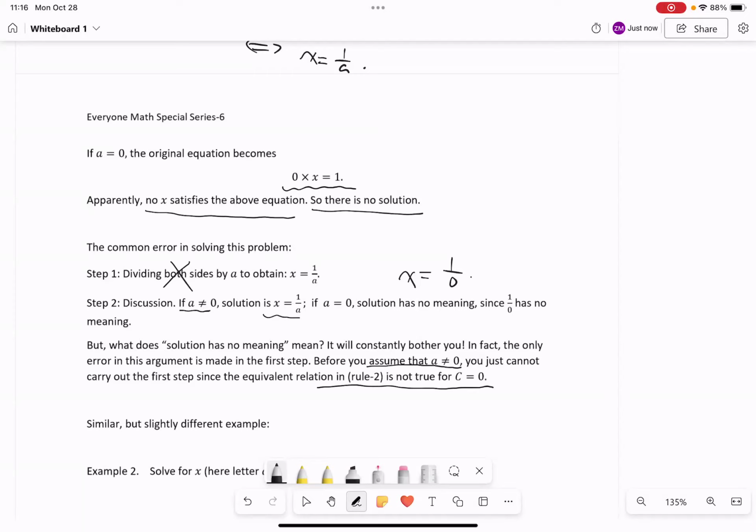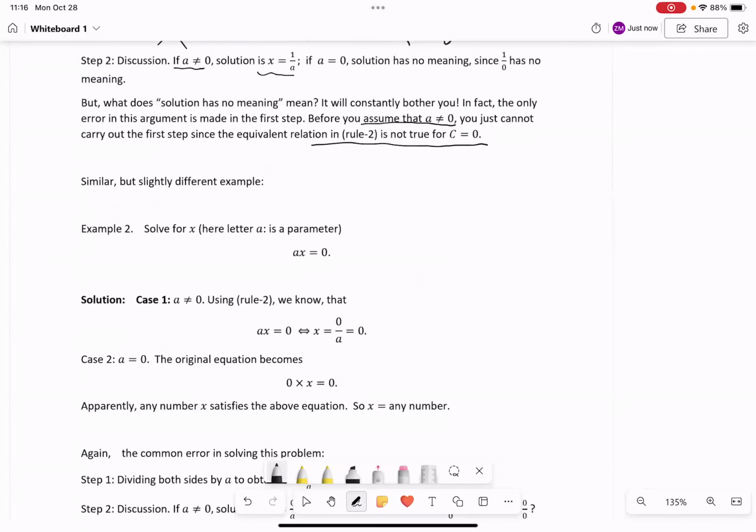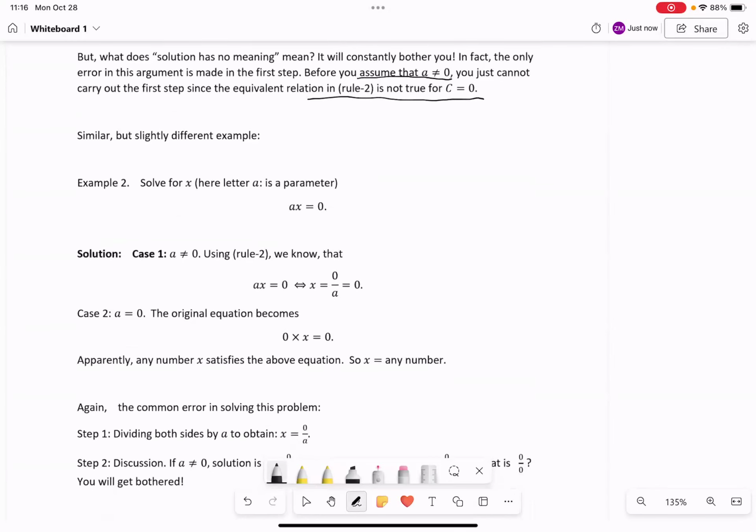A similar, but slightly different example is the following. Example 2. Let's try to solve for x. Here again, a is a parameter, so that ax equals 0. This time we know that in order to solve this problem, it's better to discuss two cases.